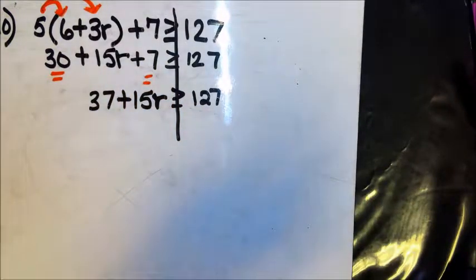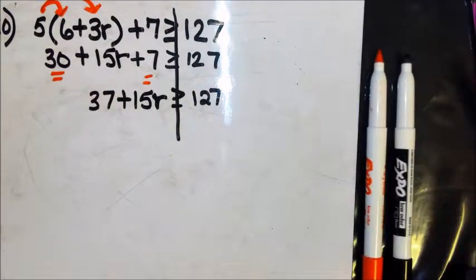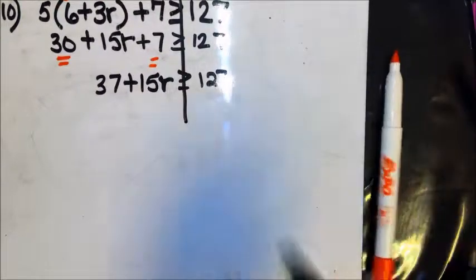Do you have to flip it on this one? No, because 15 is positive, so you're dividing by a positive 15, not a negative. So you won't have to do any flipping of the signs. All right, finish that one up. I'm going to write number 11.